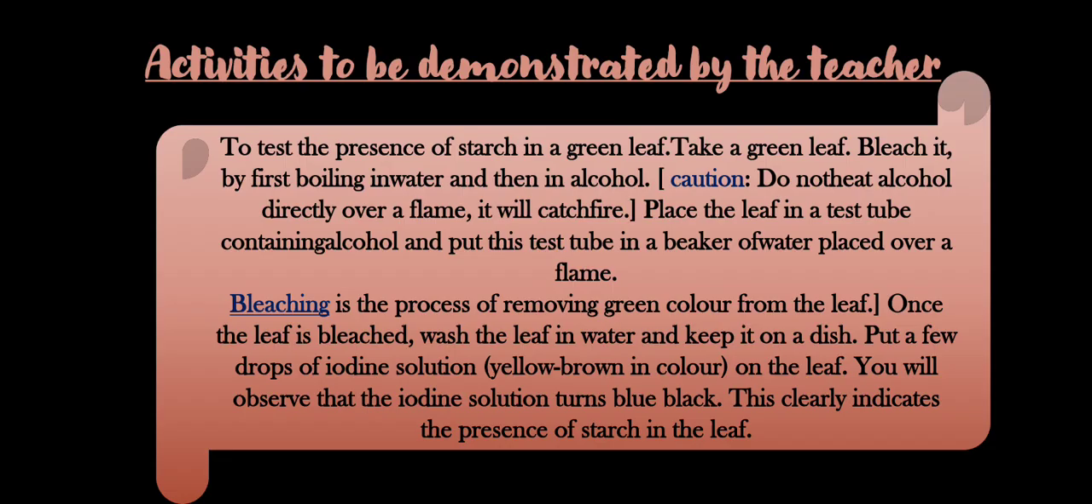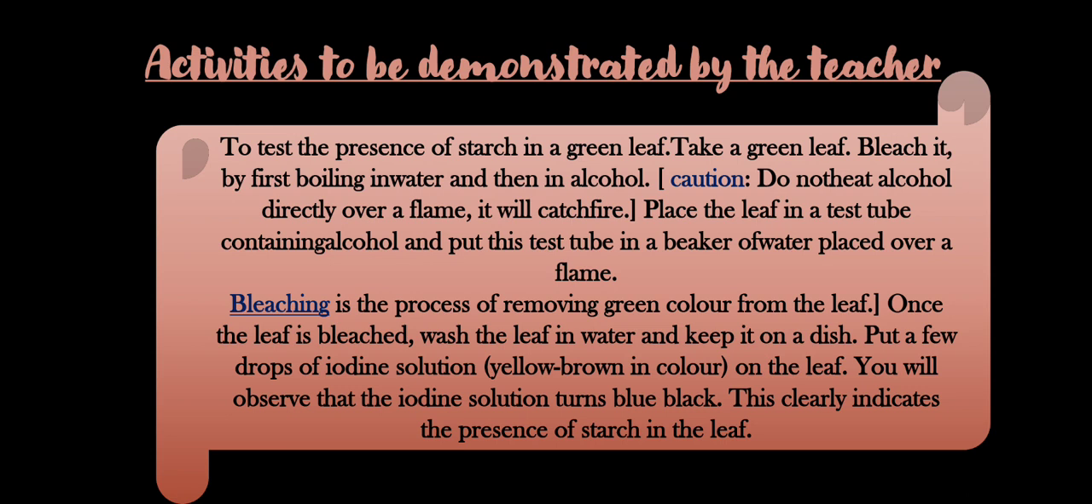Activities to be demonstrated by the teacher. First of all, we will test the presence of starch in a green leaf. Take a green leaf and bleach it by first boiling it in water. When we boil it in water, the color will change. And then in alcohol. Do not heat alcohol directly over a flame. It will catch fire. So this is the caution you have to take.